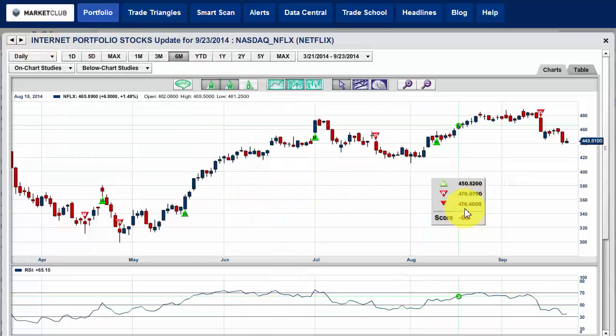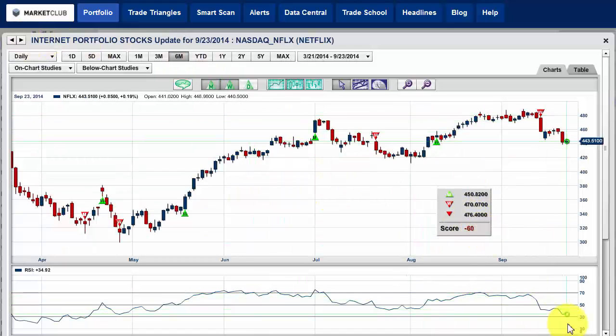Netflix, pretty much the same there. It's minus 60 trading range. We're below 50, so indicating further potential weakness. And again, the longer term trend is positive from 450, and you can see we're currently trading at 453. So even though we had the signal right here at 450.82, you could still get in if you're a longer term trader. However, I would suggest and recommend waiting for the weekly trade triangle to turn green.